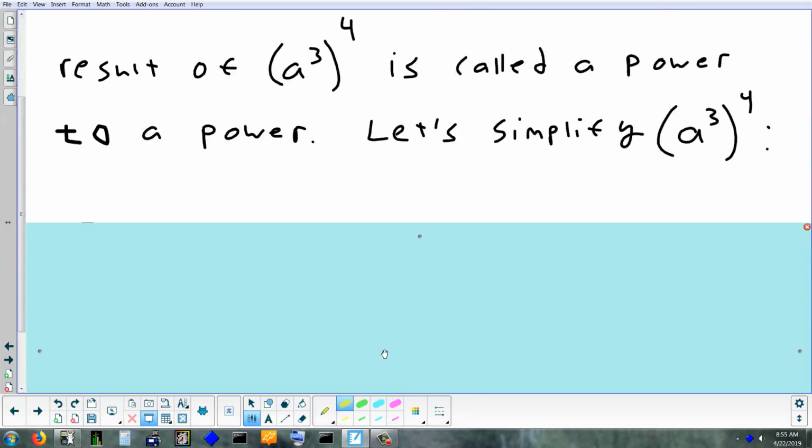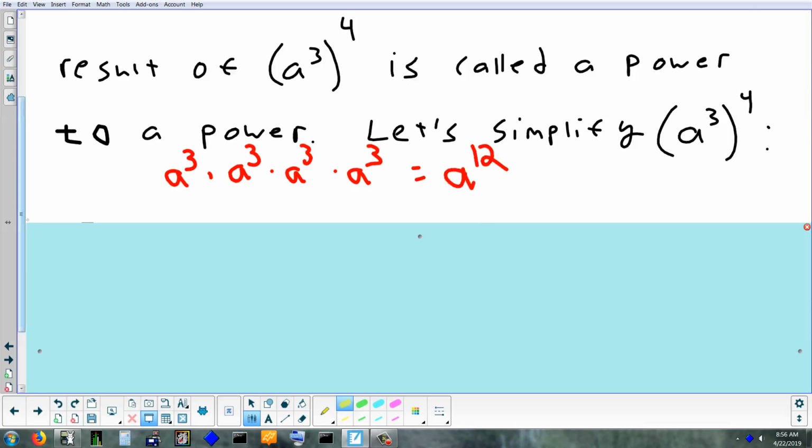So this means a to the third times a to the third times a to the third times a to the third. It's a to the third multiplied together 4 times. So 3, 6, 9, 12. A to the 12th. Donovan just said it. Perfect. He goes, Mr. Roy, couldn't I just do 3 times 4? Yes.